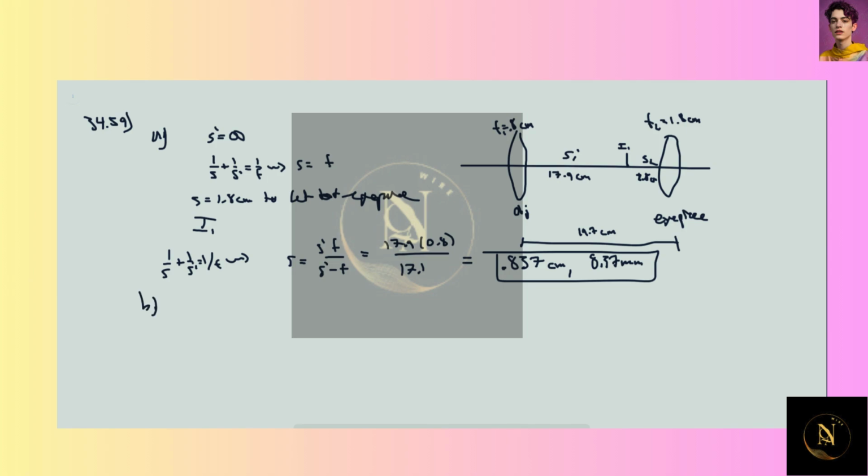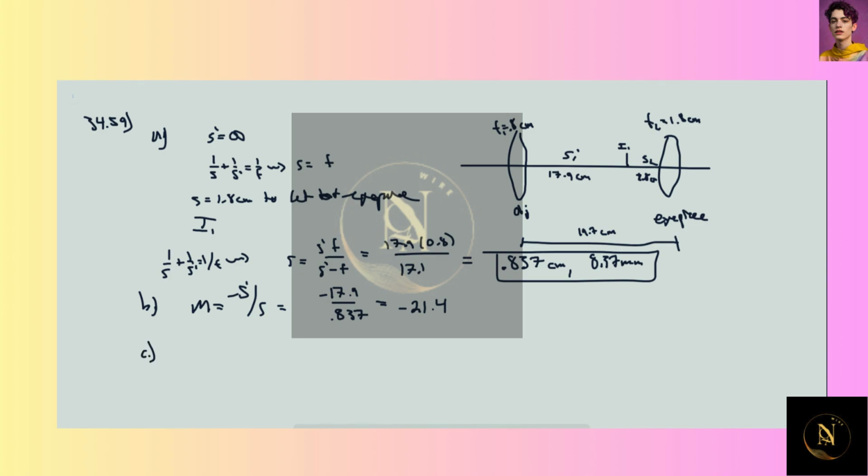So part B asks, what is the angular magnification? Oh, sorry, wrong question. What is the magnitude of the linear magnification produced by the objective? To do that, we know we can relate the image distance over the object distance. So that is negative 17.9 over 0.837. So we plug that in, and that becomes a magnification of negative 21.4. Awesome. Negative because it is inverted.